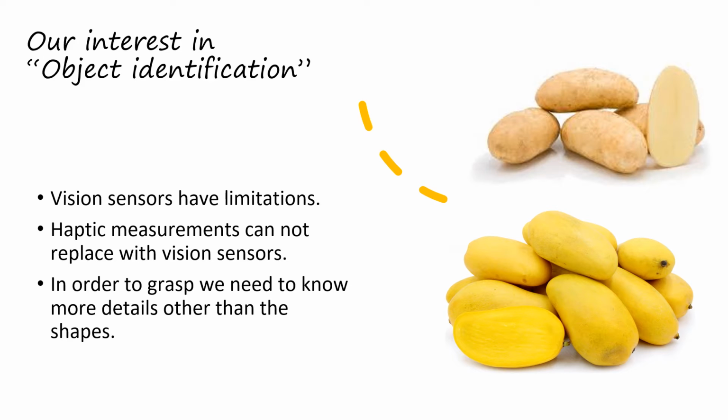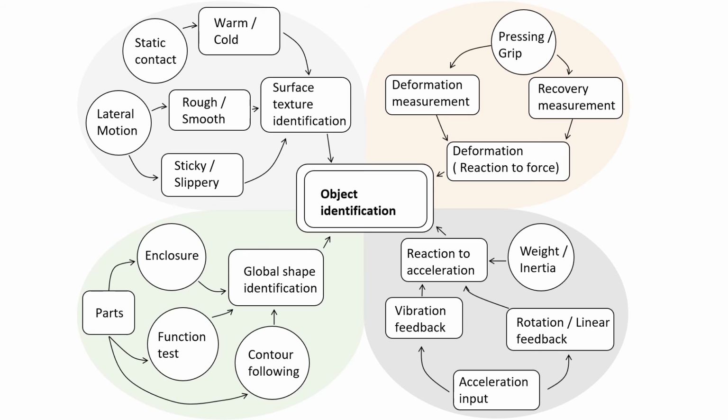Vision sensors are only one-dimensional. To get additional details, we need haptic sensor feedback. With haptic sensor feedback, we can distinguish between rotten mangoes and good mangoes. This is how humans identify objects.